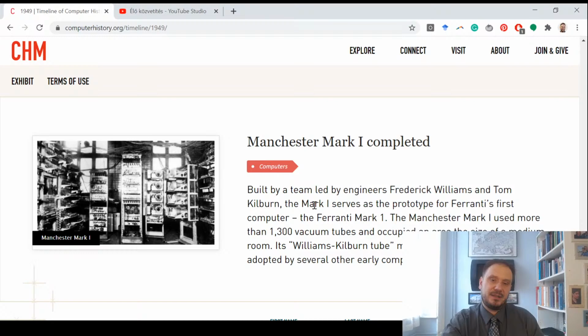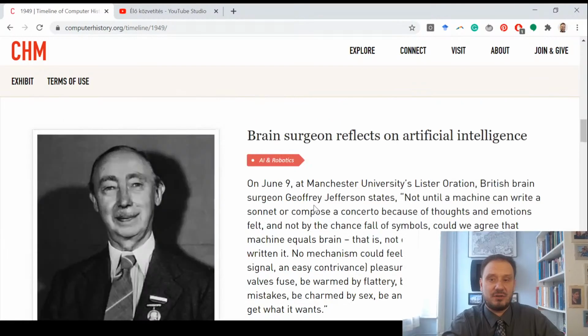Built by a team of engineers, Mark I served as a prototype for Ferranti's first computer, the Ferranti Mark I. The Manchester Mark I used more than 1,300 vacuum tubes, and it occupied the size of a medium room, so it had to be cooled down because it generated a lot of heat.